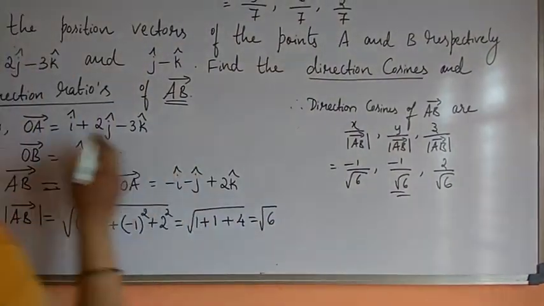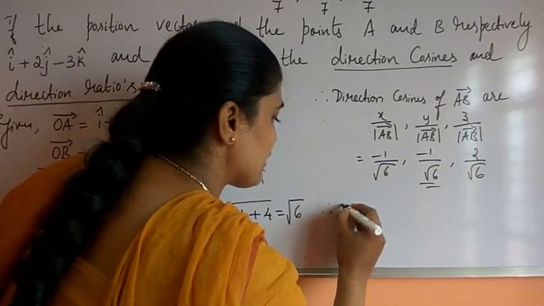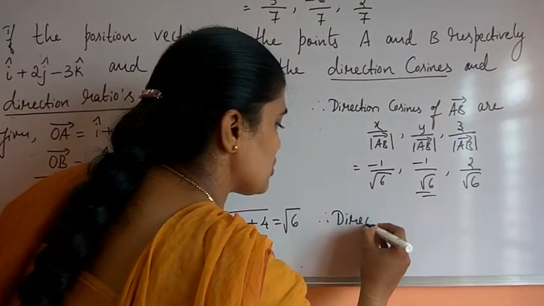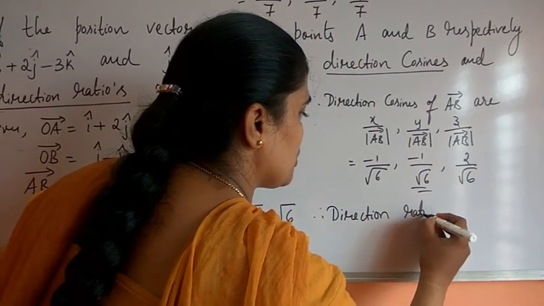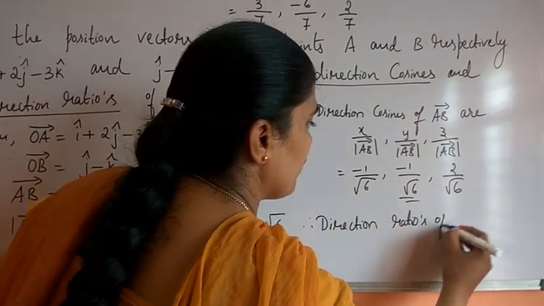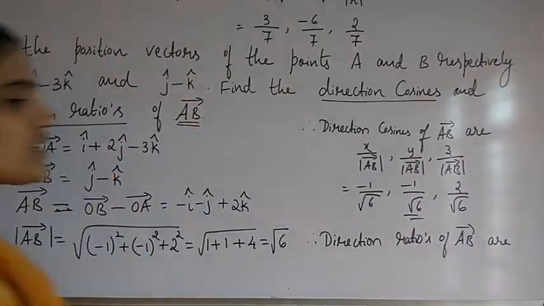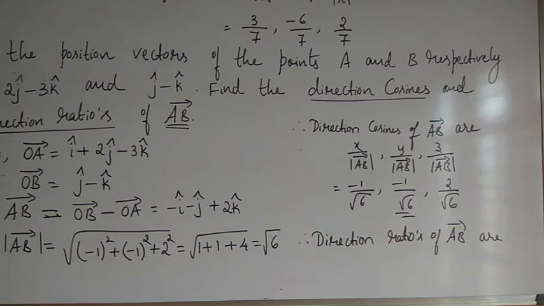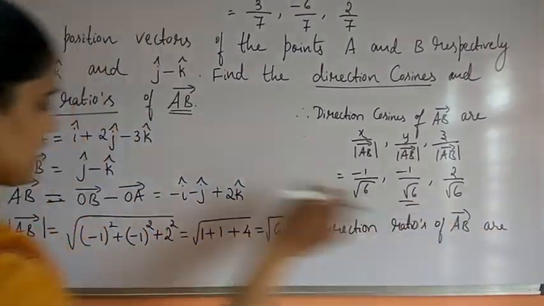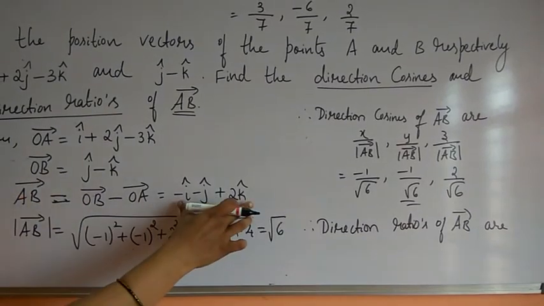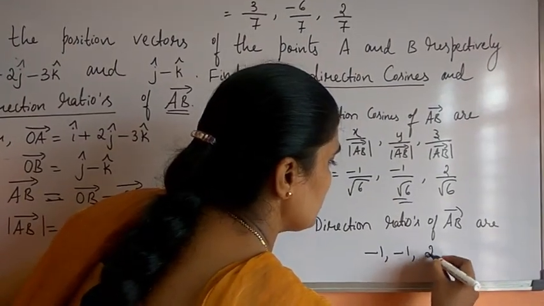Okay, so next question, direction ratios. So we have to find direction ratios. Therefore, the direction ratios of vector AB are. So what is the formula to find the direction ratios? X, Y, Z are called direction ratios. So here we have to find the direction ratios of which vector? Vector AB. So therefore the direction ratios are minus 1, minus 1, 2.